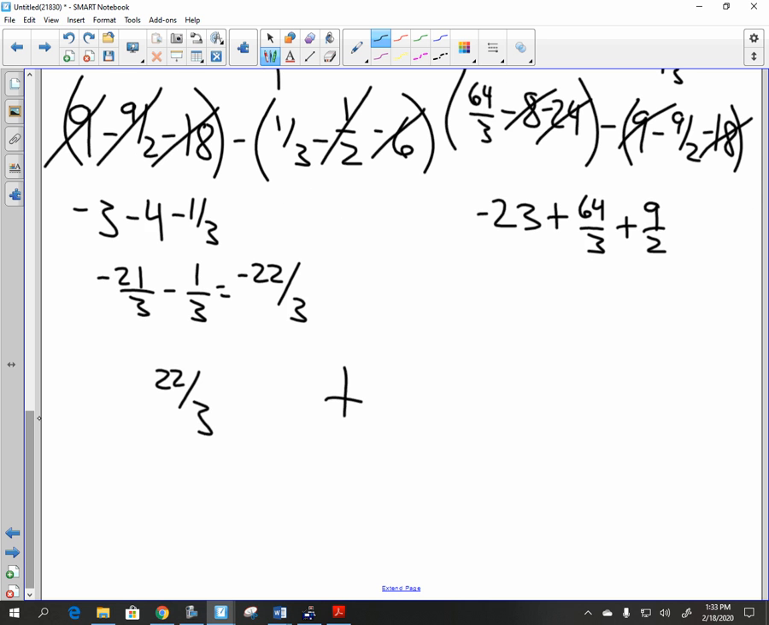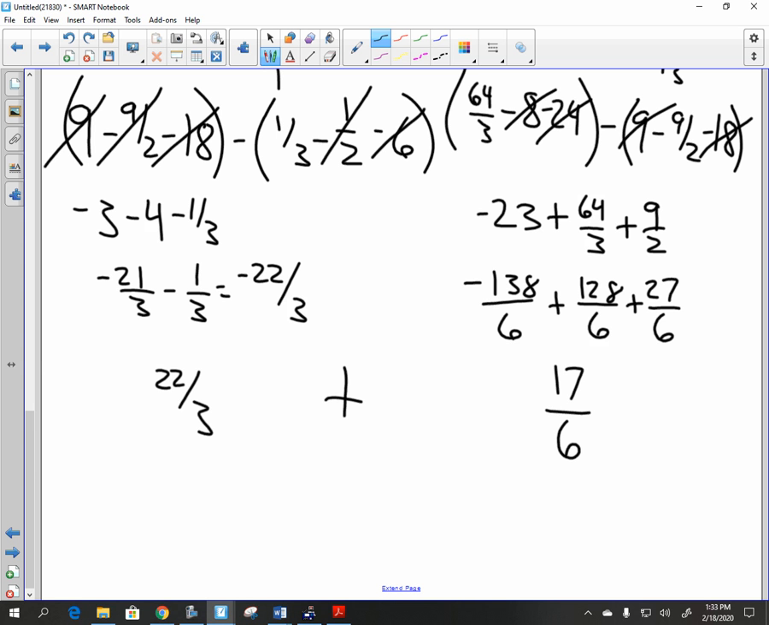What should my common denominator be? 6. So if I multiply that by 6, -138 over 6, plus this would be 128 over 6, plus 27 over 6. What's -138 plus 128? -10. -10 plus 27. So I get 17 over 6.